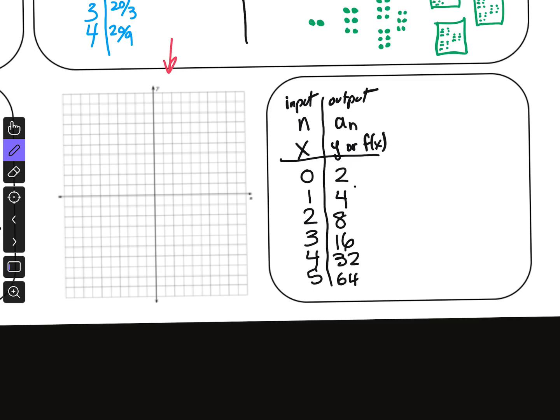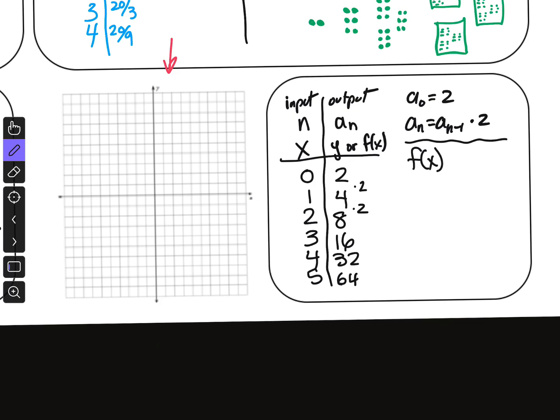So hopefully we can see we are timesing by 2 each time. Okay, starting out with 2. So if I were to write in the recursive format, a sub 0 equals 2, a sub n equals a sub n minus 1 times 2. Okay, that would be our recursive version, which again we'll talk more about.